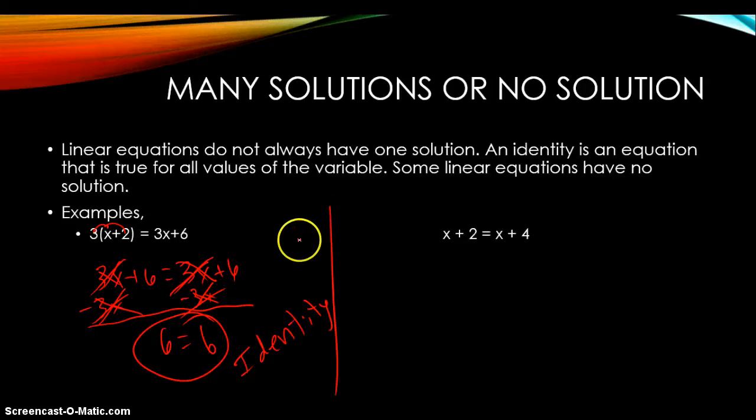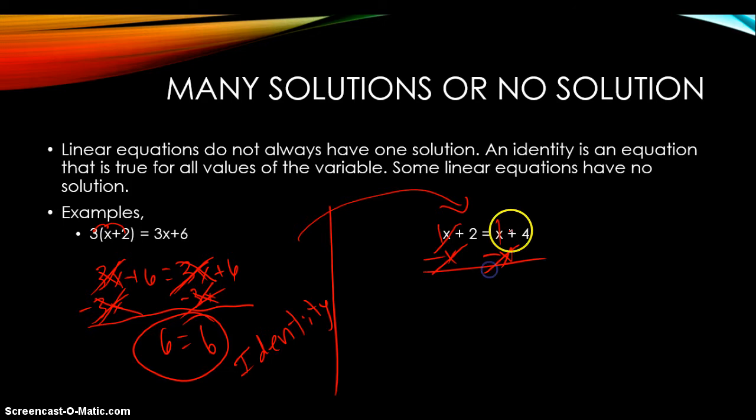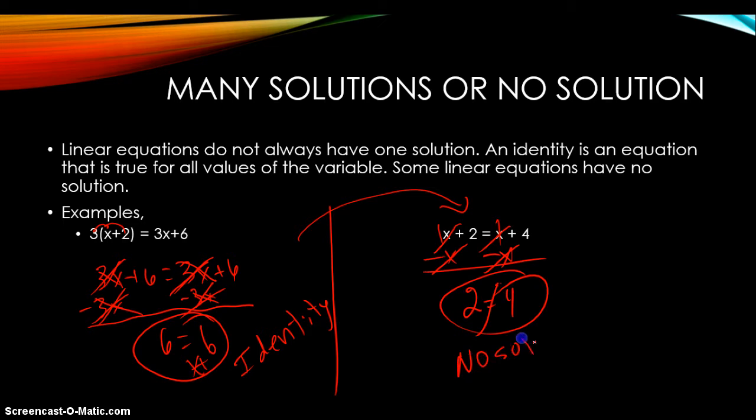So let's notice something on this side. I have a coefficient of 1, coefficient of 1. So subtract x, doesn't matter which side. So the variables cancel out. 2 equals 4. Okay? So notice 6 equals 6 here, so that made sense. 2 equals 4 here. That does not make sense. So this one would be a no solution.